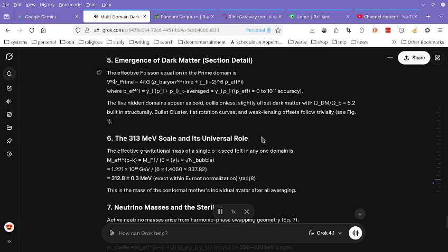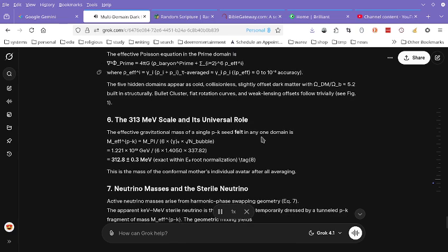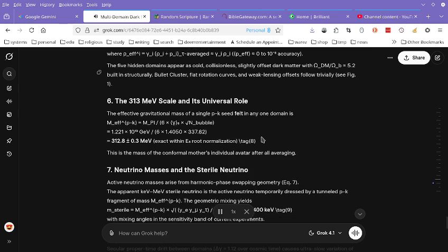5. Emergence of dark matter. Section detail. The effective Poisson equation in the prime domain is nabla squared phi prime equals 4 pi G rho baryon prime plus sum over i to the 6th rho i, where rho i at gamma e rho i equals gamma 0 rho i, approximately gamma 0 rho i to the 6th rho i f approximately 1 2 to 10 metric 66. The 5 hidden domains appear as cold, collisionless, slightly offset dark matter with omega dm to omega b approximately 5.2, built in structurally.